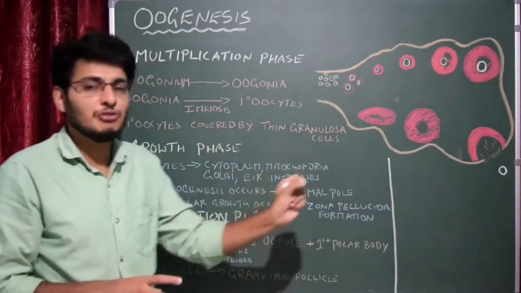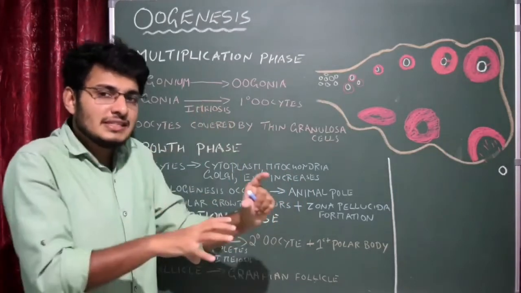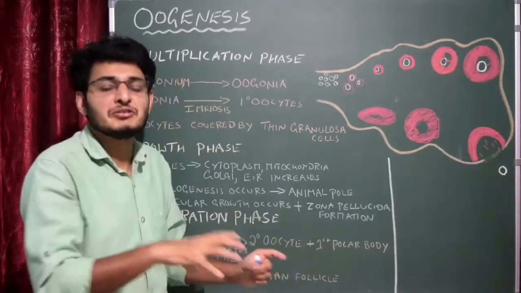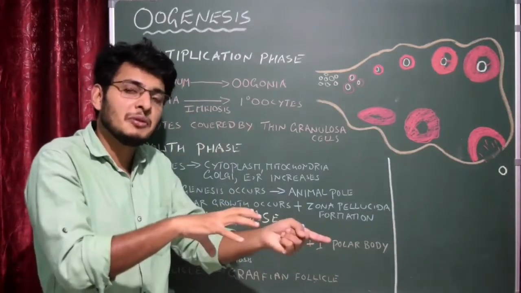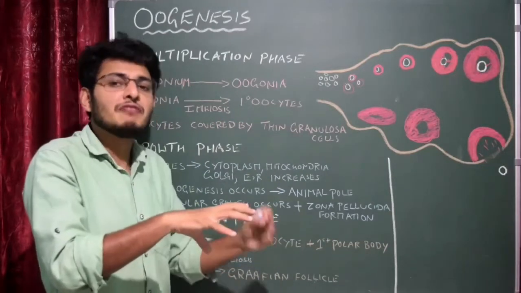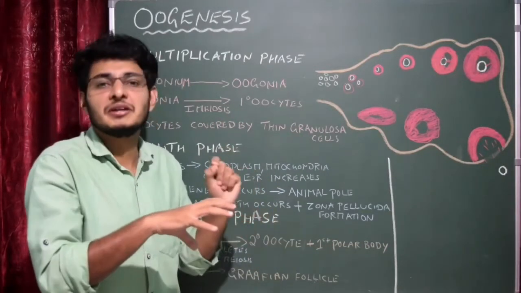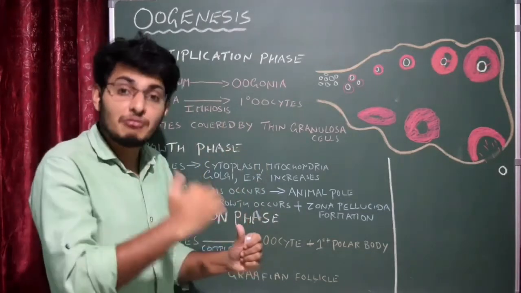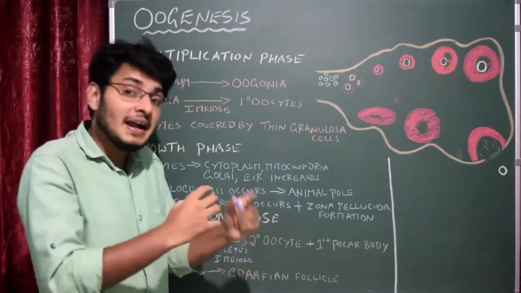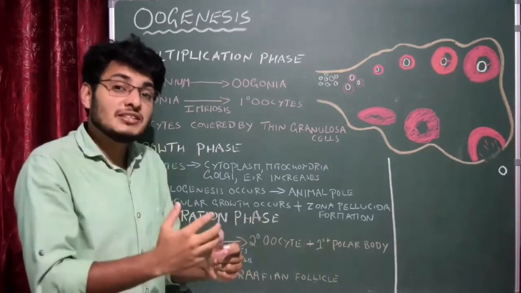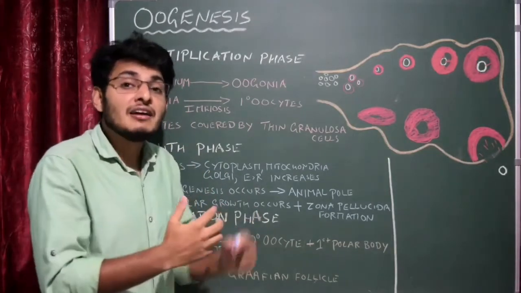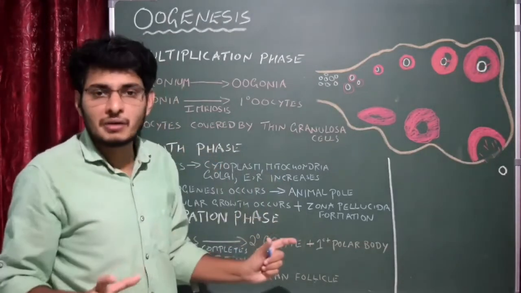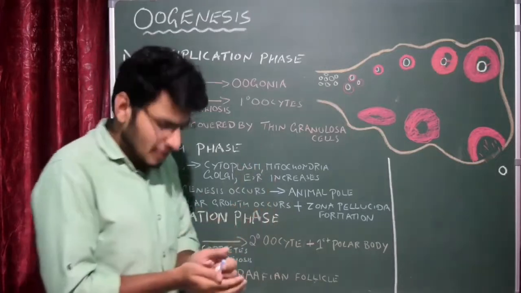Whereas in the case of oogenesis, it is initiated before the birth of the female baby. So this is very interesting. But spermatogenesis is initiated only when the male attains puberty. Oogenesis is initiated during embryonic development of the female baby, and the interesting thing is that oogenesis gets completed only when fertilization of that egg occurs. So that is actually very complicated.